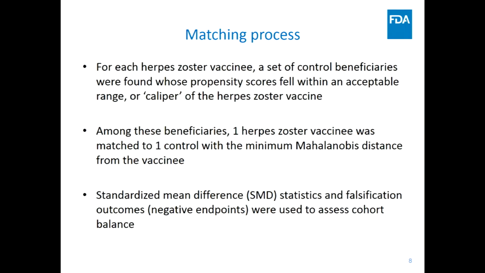the propensity scores. Because we use a very, very large sample, we use standardized mean differences to determine the balance of the cohorts. It's less influenced by the size of the cohort.